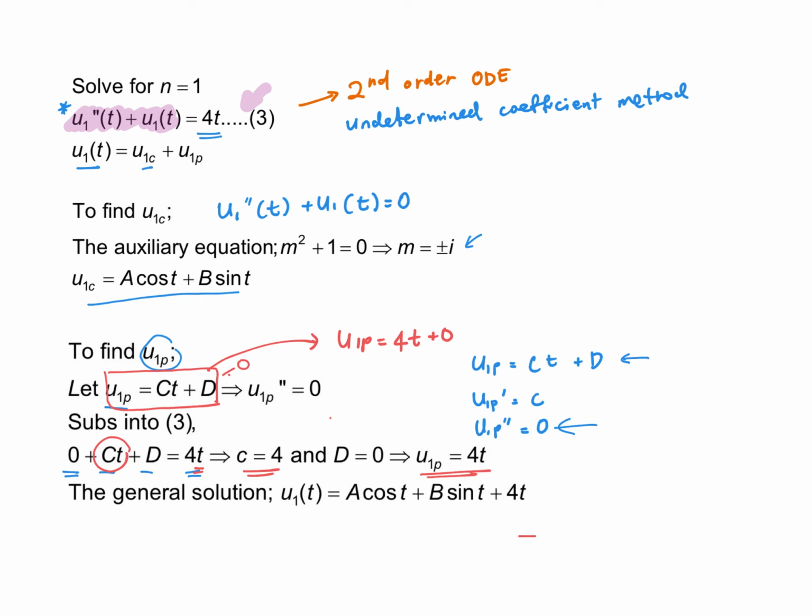Now let's write the general solution. So here is our general solution: u1(t) is equal to u1c plus u1p. So our u1c is equal to A cos t plus B sin t, and then our u1p is equal to 4t. Just write it back. We have u1(t) is equal to A cos t plus B sin t plus 4t.